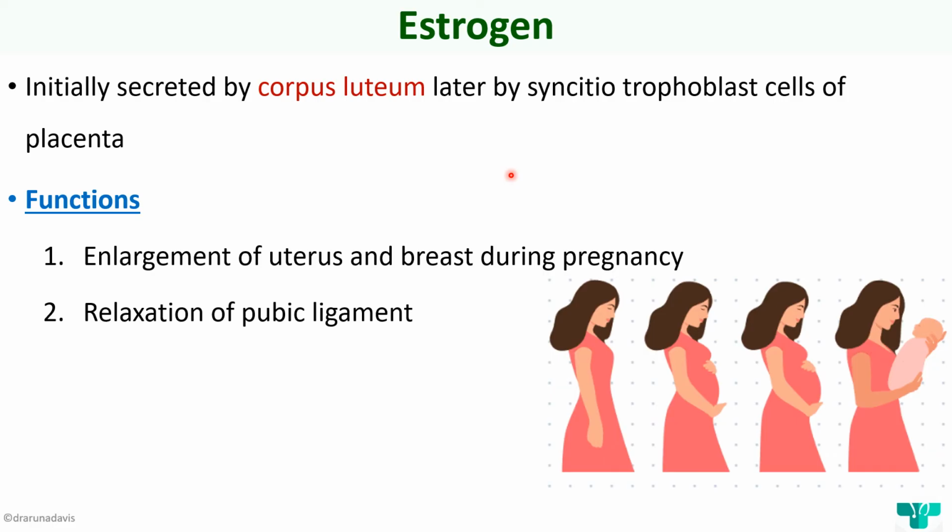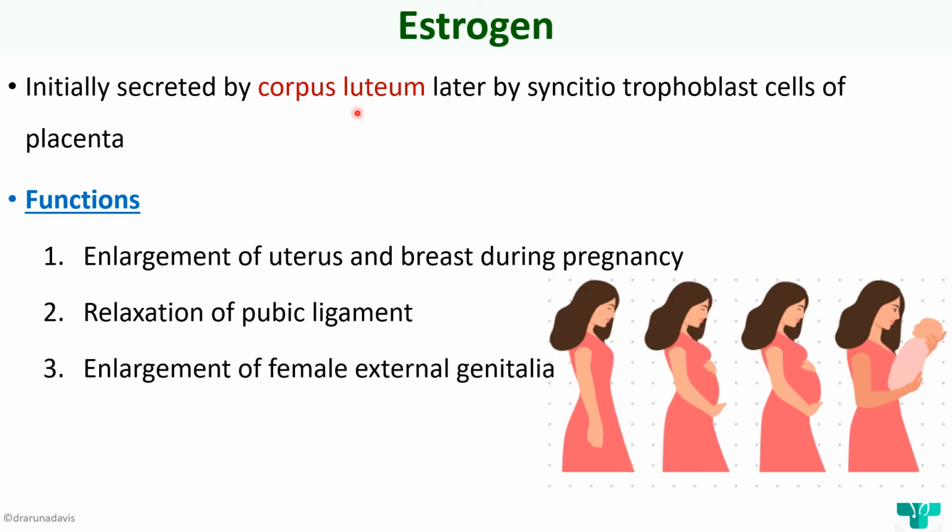Next, it helps in relaxation of the pubic ligament so that there can be an easy delivery. The baby can come out easily because of the relaxation of the ligament. It causes enlargement of the external genitalia and also relaxation of pelvic ligaments, relaxing that whole delivery canal. So these are the functions of estrogen: enlargement of uterus and breast during pregnancy, relaxation of pubic ligament, enlargement of female external genitalia, and relaxation of the pelvic ligaments.